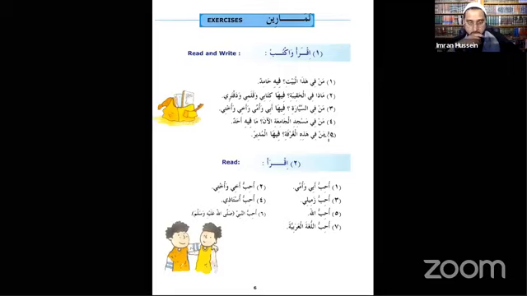Who is in the car? In it is my father and my mother and my brother and my sister.